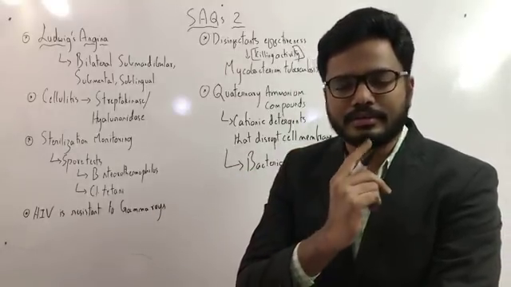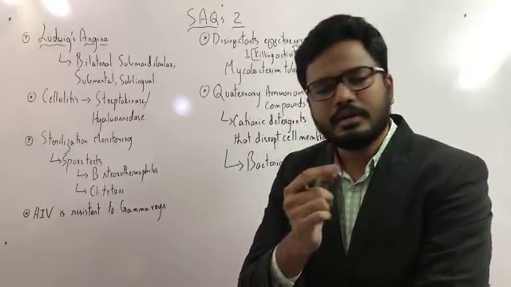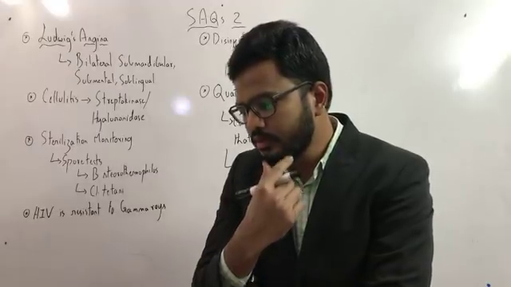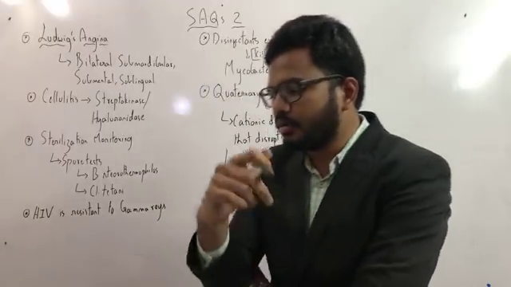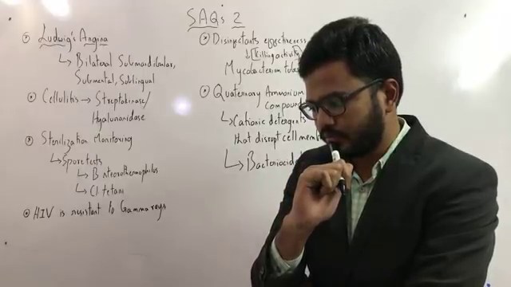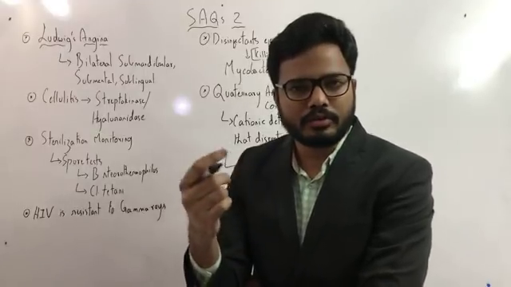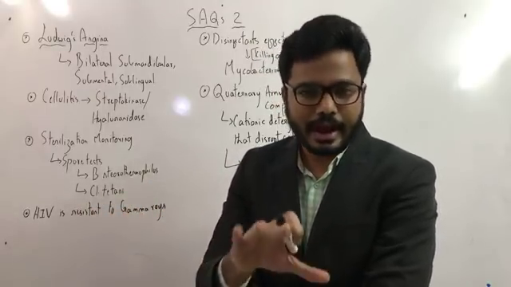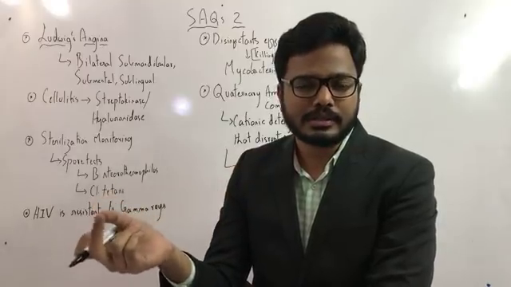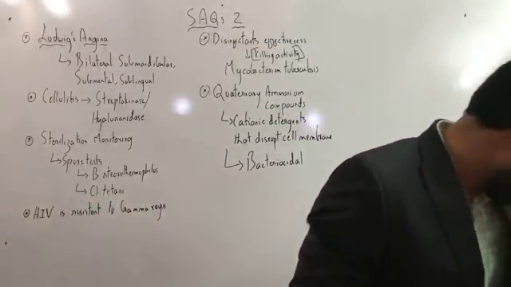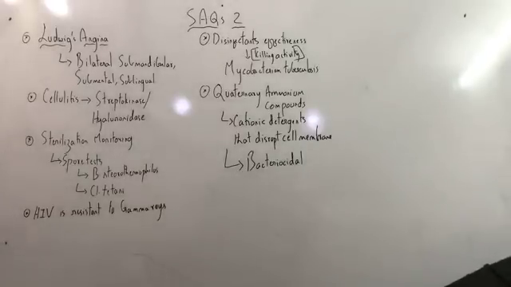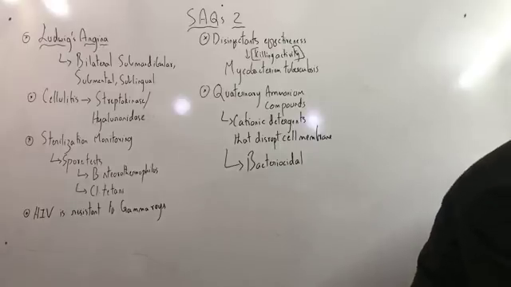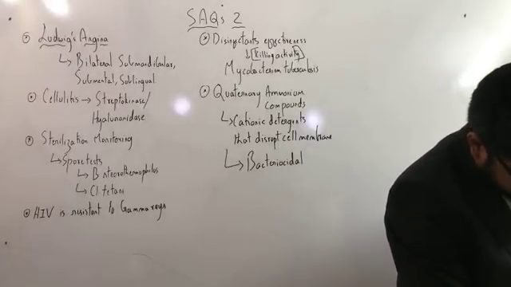Now the question is, name a gram-positive organism which produces endotoxin. A gram-positive organism which produces endotoxin. That's the question. So we do have an exception. So try giving me an answer for it.